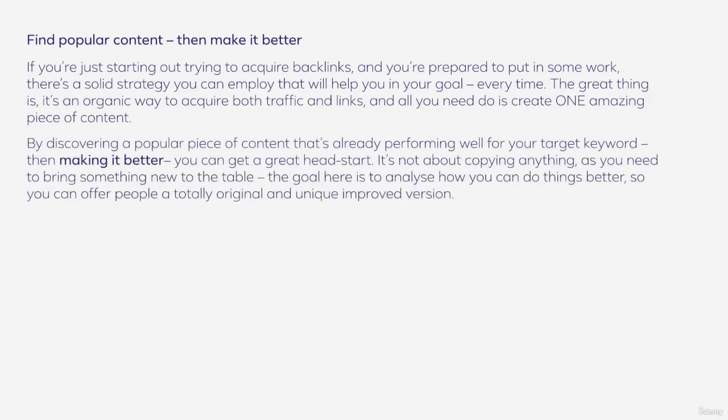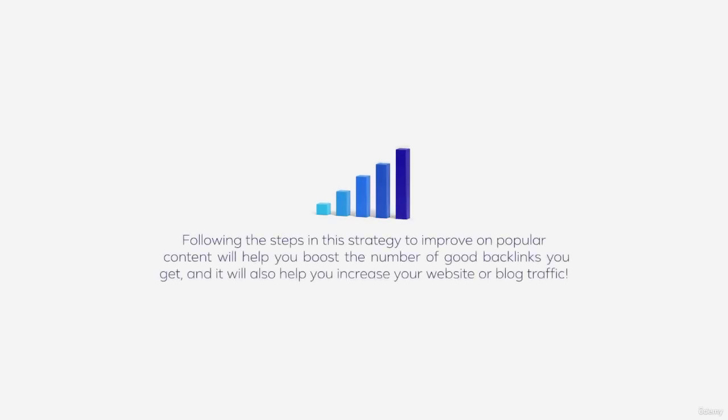By discovering a popular piece of content that's already performing well for your target keyword, then making it better, you can get a great head start. It's not about copying anything, as you need to bring something new to the table. The goal here is to analyze how you can do things better, so you can offer people a totally original and unique improved version. Following the steps in this strategy to improve on popular content will help you boost the number of good backlinks you get, and it will also help you increase your website or blog traffic.